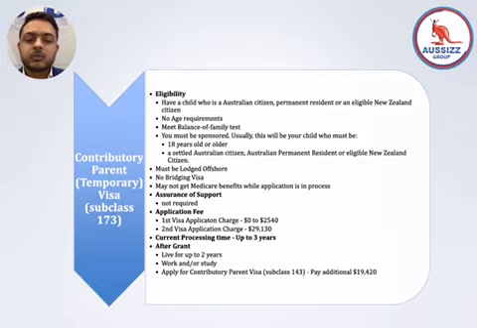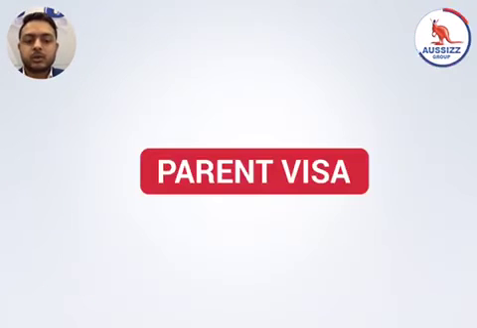Now, once this visa is granted, it allows the applicant to live in Australia, work and study for 2 years, because this visa is valid for only 2 years. But the applicant can still apply for subclass 143 if they are happy to pay additional fees, which is $19,420, and they can get a permanent visa, which is subclass 143.